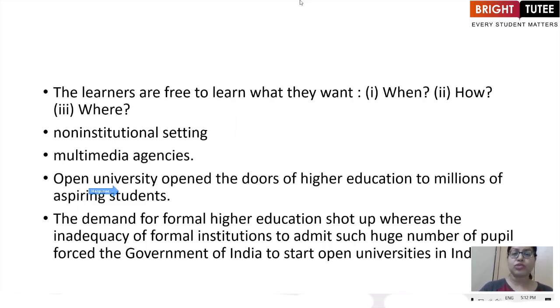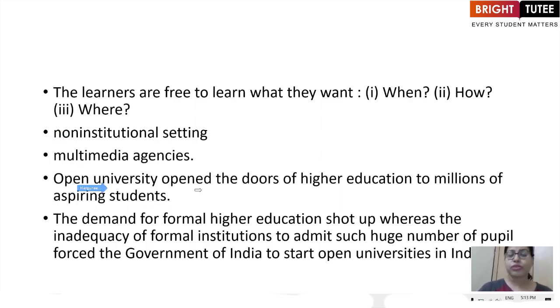The learners, therefore, are free to learn what they want, when they want it, how they want it, where they want it. When they want it, which means it's self-paced learning largely. How they want it, whether they want to read the printed lessons which are provided, or whether they want to watch the lessons which are provided, let's say, in CDs at times. Where they want to study it: they may carry the CDs or the content to their workplace, and in their free period they may listen to that at their home also. Where also there is an option, because they don't really have to go to an institution to study. That's the reason we say that it's provided in a non-institutional setting. And multimedia agencies and audiovisual aids are there to enhance the teaching.